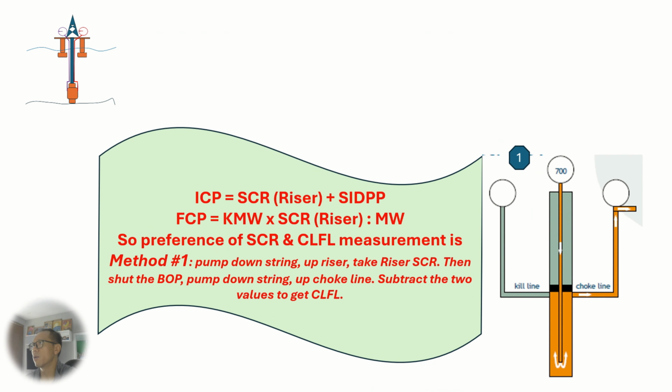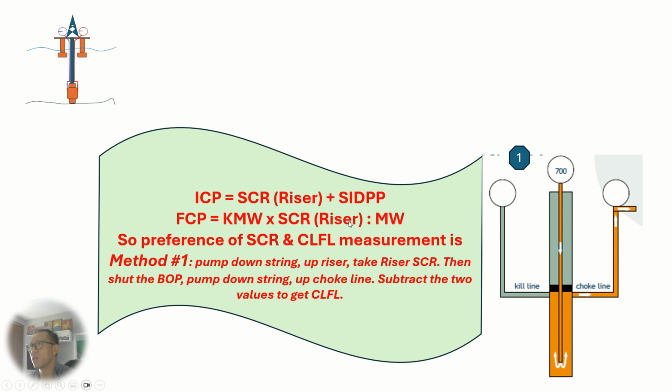Now remember, in your kill sheet, you have the initial circulating pressure. That's the sum of shut-in drill pipe pressure and the dynamic pressure. That dynamic pressure is the riser SCR. And on your kill sheet, the final circulating pressure, you have the kill mud weight divided by the present mud weight and times the dynamic pressure loss, which is the SCR up the riser.